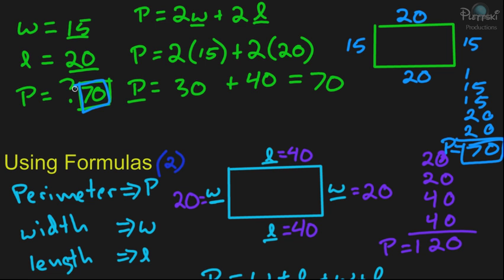The perimeter is 70. Okay, I think you should be getting a little bit of a grasp on how to use formulas. Some formulas are harder to use than others, but the main point is if you have a formula and you're given all the variables except for one of them, you should be able to plug in what you know and solve for the unknown one.